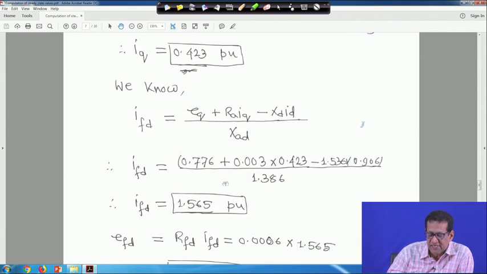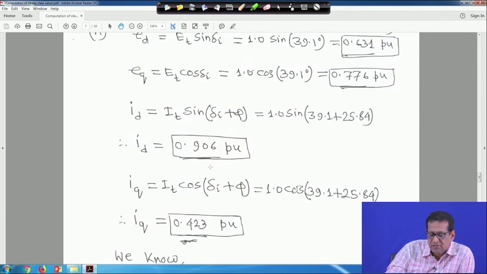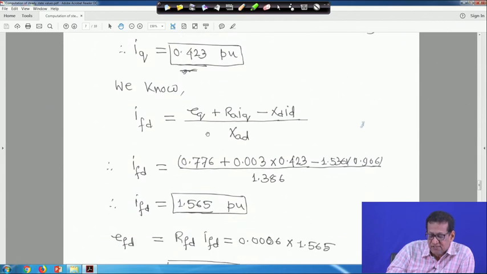We also know the field current, this formula or equation we have derived before. So, IFD will be EQ plus RA IQ minus XD ID upon XAD. EQ we have got 0.776, right, and ED is 0.631. So, EQ is 0.776, RA is 0.003, IQ we have computed 0.423 minus XD is given 1.536 into ID, that is 0.906 divided by XAD we have computed 1.386.